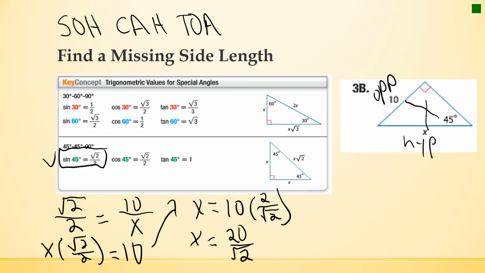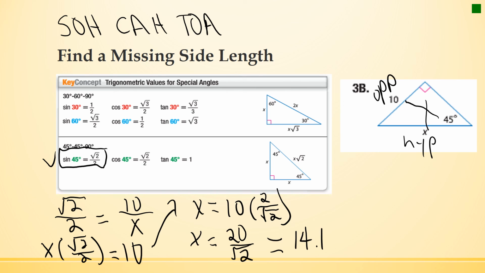But I think it's asking me to find the value and round to the nearest tenth. So I'm going to save myself all of that, and I'm just going to go into my calculator, and I'm going to take 20 and divide it by the square root of 2. And when I do, rounding to the nearest tenth, I'm going to say that this hypotenuse, or this missing side, is equal to 14.1. So we're using SOHCAHTOA and the special angle relationships to solve for the missing side. In this case, it was the hypotenuse.